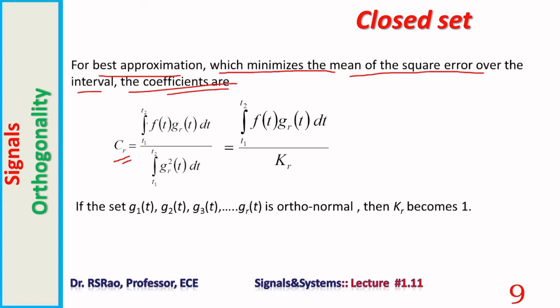becomes equal to integral f of t gr of t dt by integral gr square of t dt. Here integration is from t1 to t2, both in numerator as well as denominator. The denominator can be replaced by kr. If the set g1 to gr of t is orthonormal, then kr becomes 1.